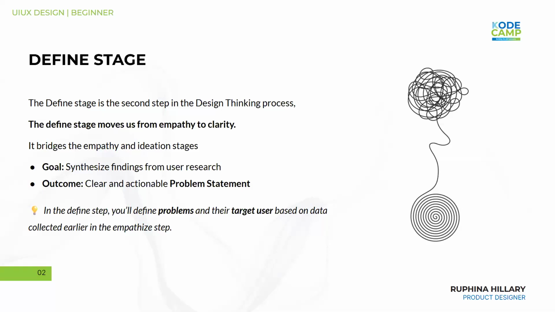So in the define step, define problems and their target users based on the data collected earlier in the empathize step. This is just exactly what I've just said. It's step by step. You empathize, then now you're trying to define the problem.